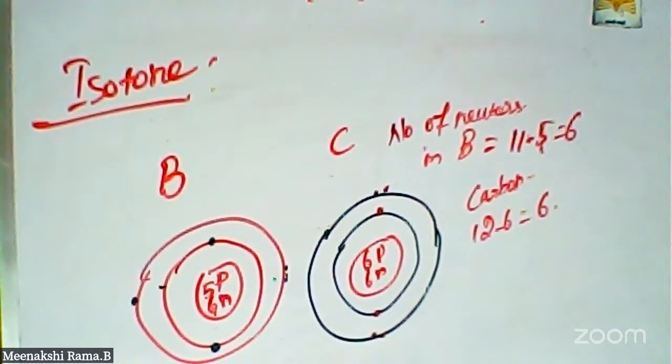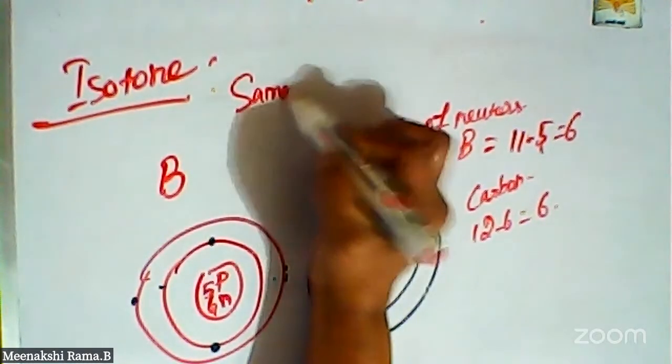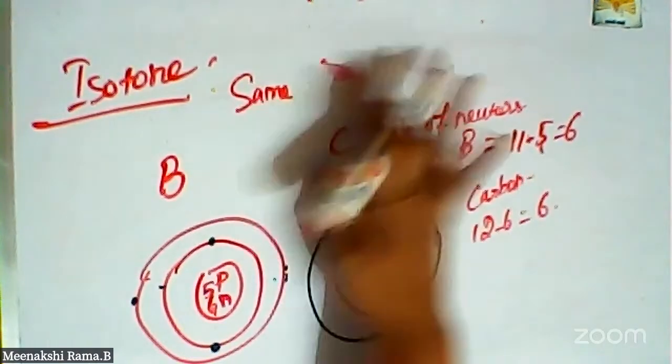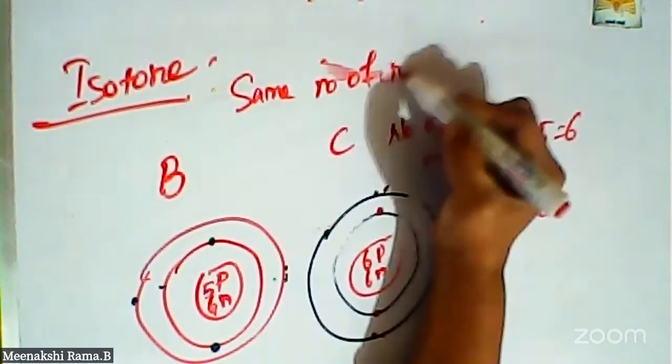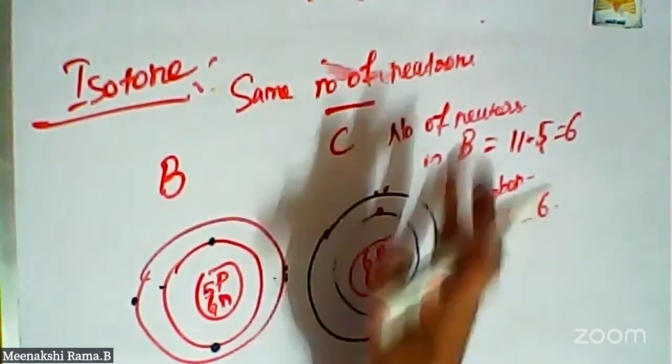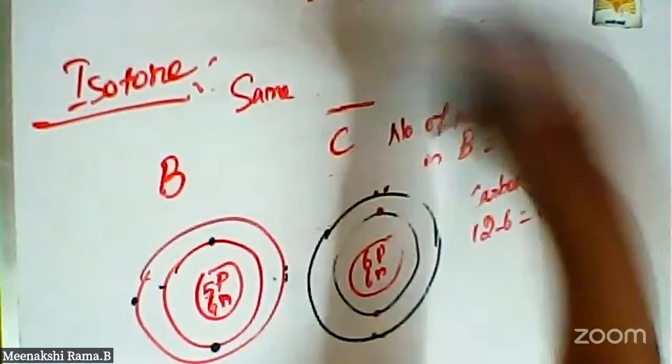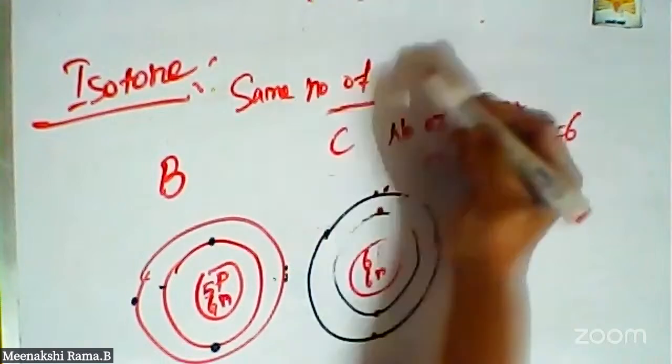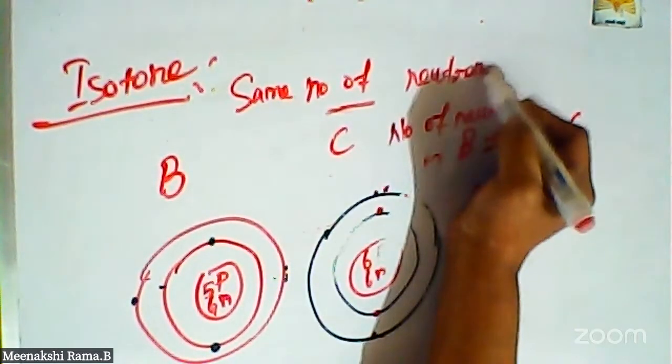What are the elements that contain the same number of neutrons? That kind of nature is called isotone. Atoms of different elements with different atomic number and different mass number, but the same number of neutrons. So some elements contain the same number of neutrons, and this is called isotone.